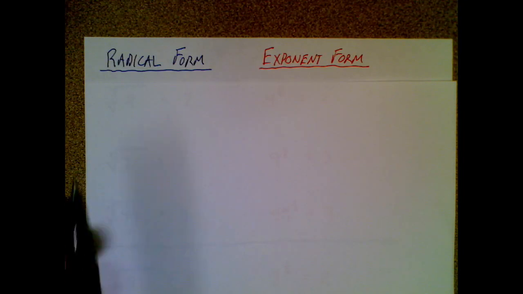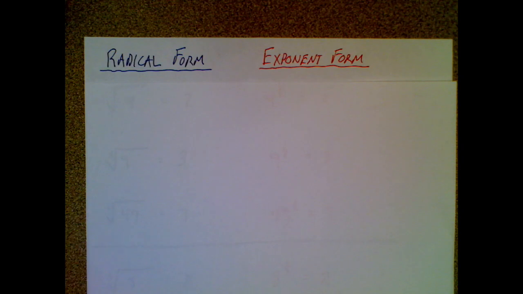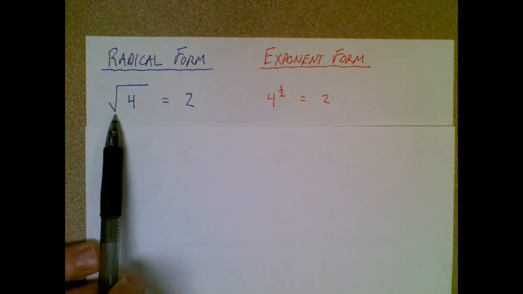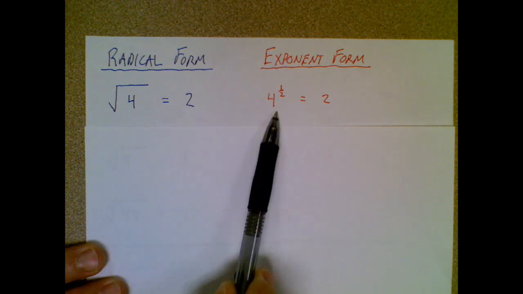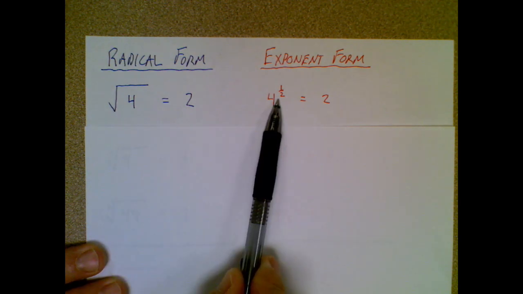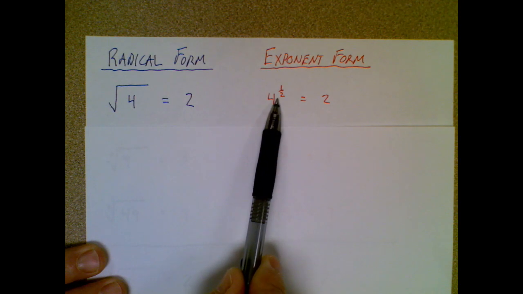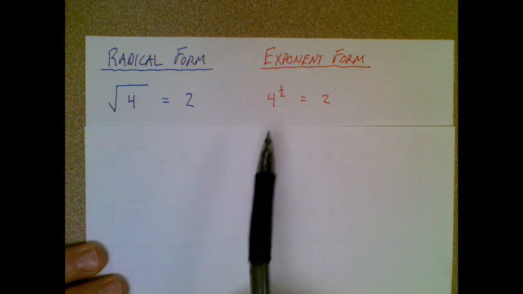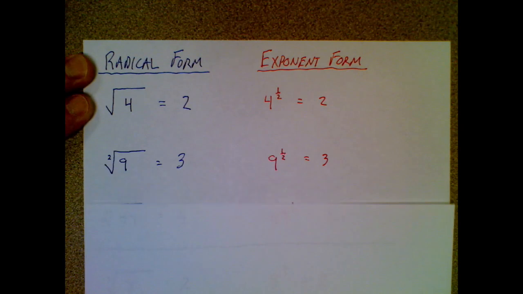In your previous math life, you've worked with radical form and you've worked with exponent form, but I'll bet you didn't know that they were connected to each other. For example, you know this is the square root of 4, which is 2, but this can be written with a fractional exponent. So square root of 4 is the same as 4 to the 1/2 power. If you see 4 to the 1/2 power, you know that's 2. You've probably never had a fractional exponent before, but you'll see the pattern very quickly.